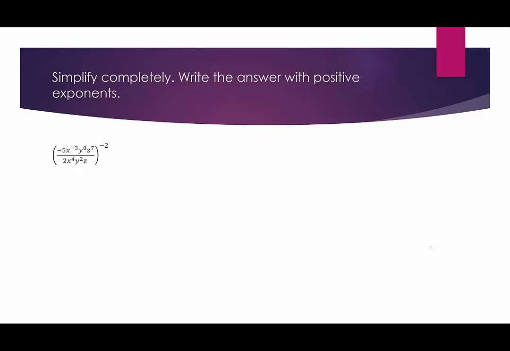We want to simplify and we want to make sure that the answer only has positive exponents. So let's see. First thing I would do is distribute that negative exponent. So I'm distributing the negative 2 to every single factor. So this would become negative 5 to the negative 2. This would be x to the negative 3 to the negative 2.